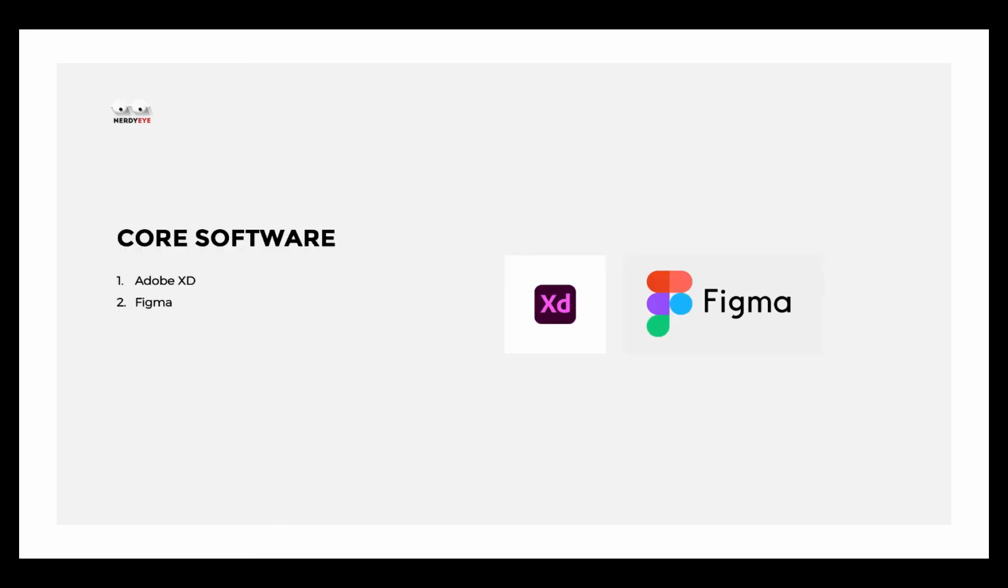Let's take a look at some of the core software that you will need as a UI UX designer. There are several software out there that you can use as a UX designer, but as at the time of making this particular video, the leading software is Adobe XD and Figma in no particular order. Actually, there are other software that you can use like Sketch, InVision, and so on and so forth. But under this course, we'll be covering in-depth Adobe XD and Figma. These are the software that I'll be using.